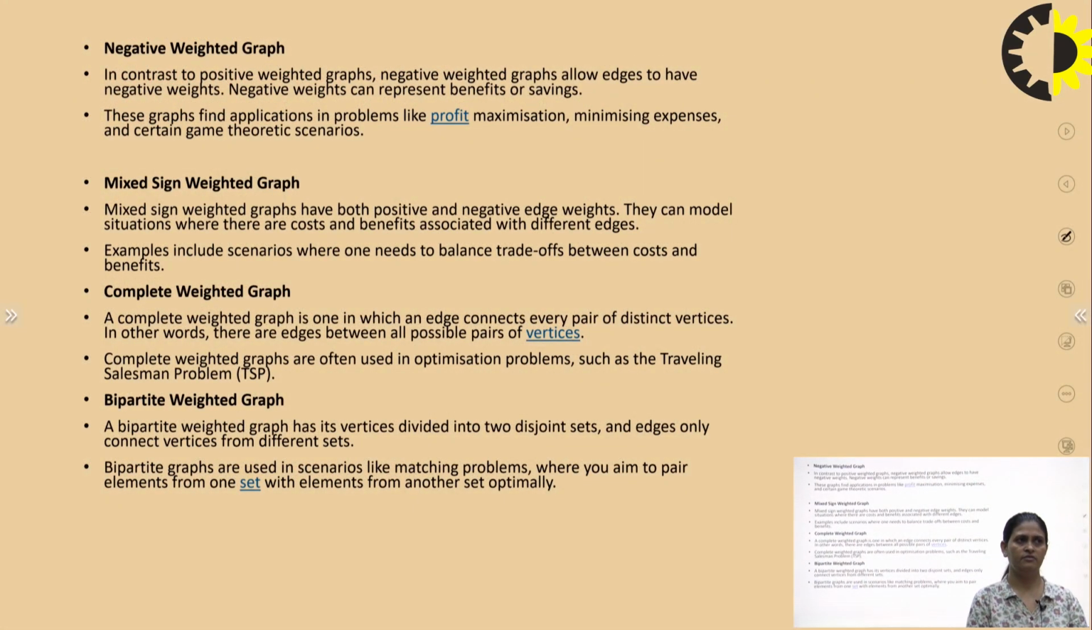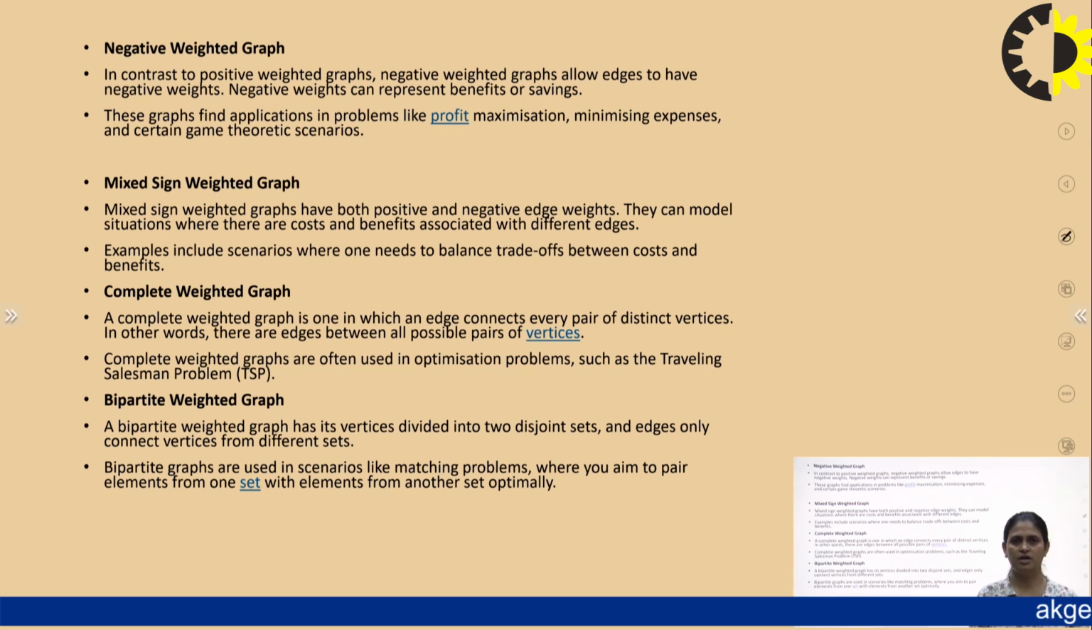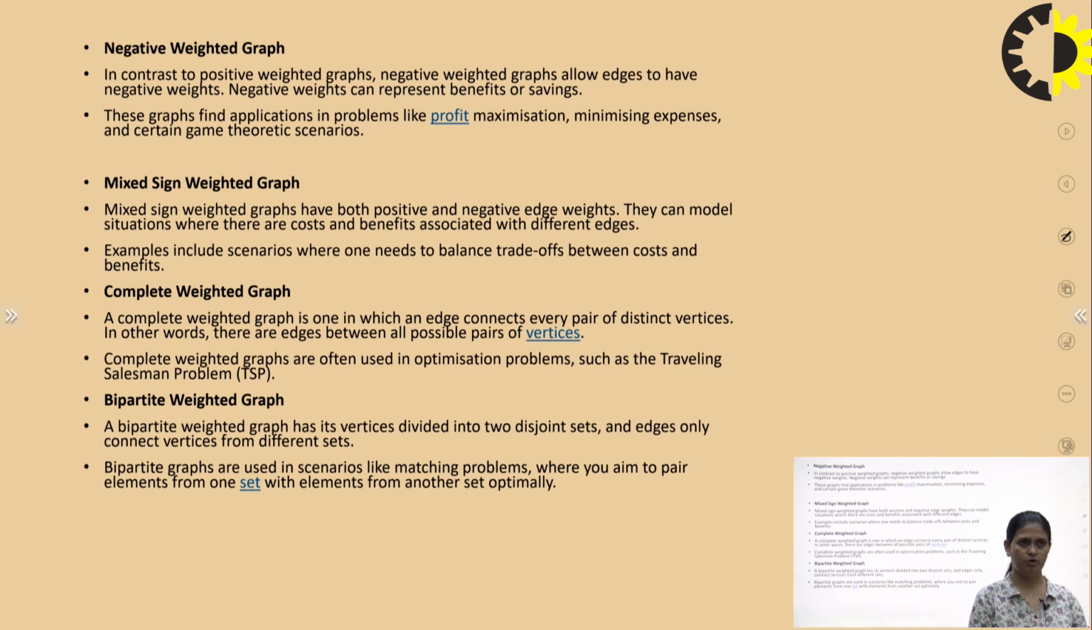Negative weighted graph. In contrast to positive weighted graphs, negative weighted graphs allow edges to have negative weight. Here the edges between the two vertices are negative. Negative weights can represent benefit or savings. The weights given between the two edges represent the savings. This graph finds applications in problems like profit maximization, expense minimization, and certain game theoretic scenarios.